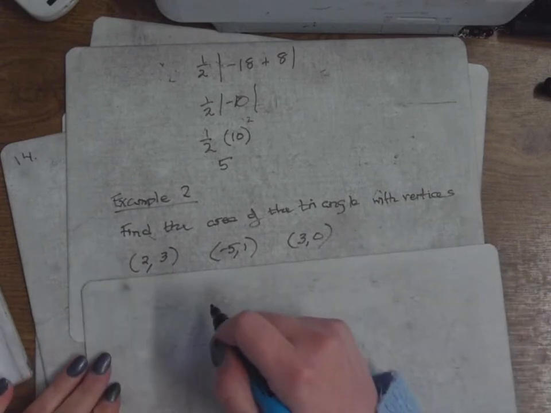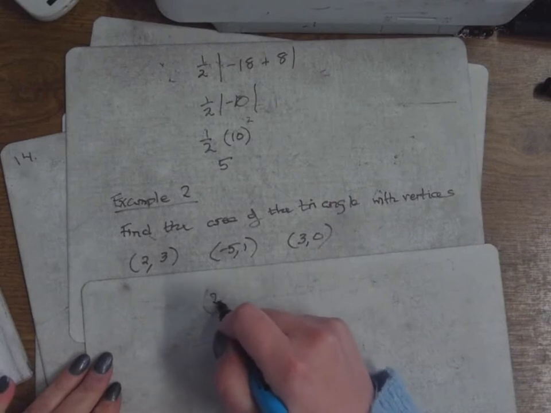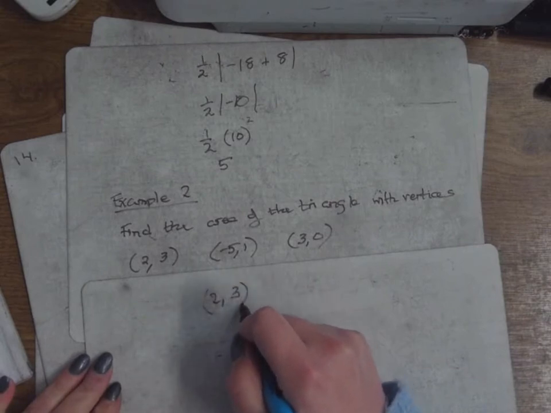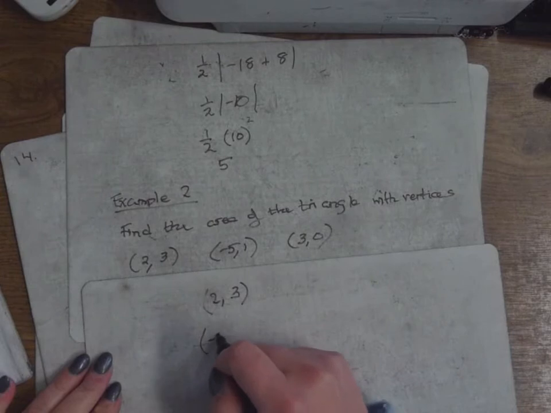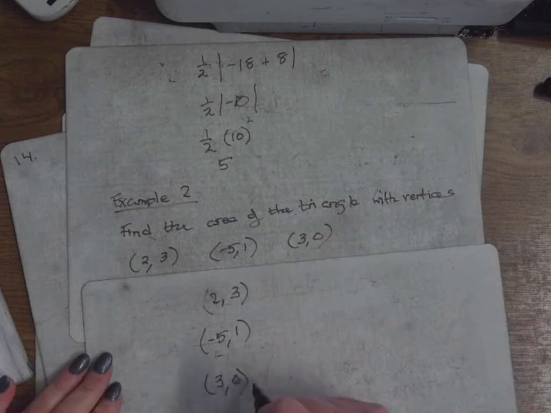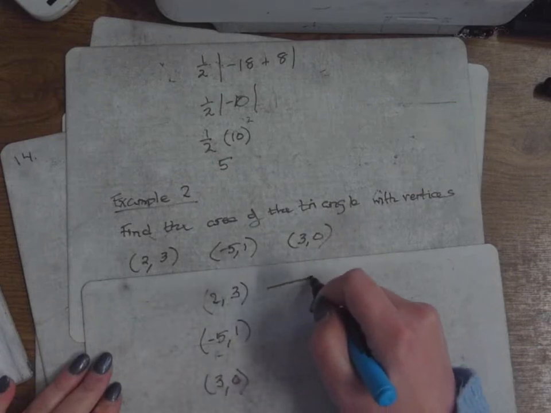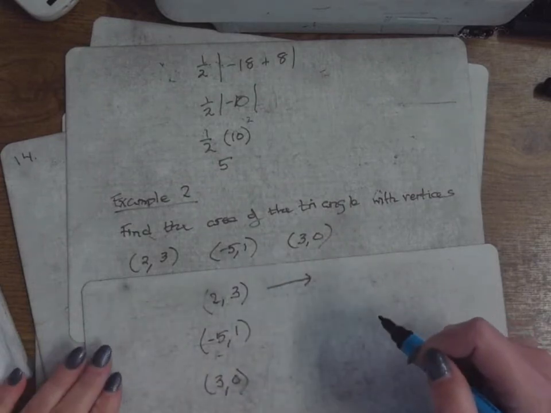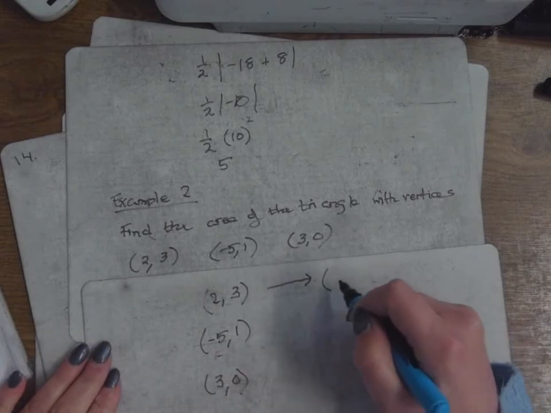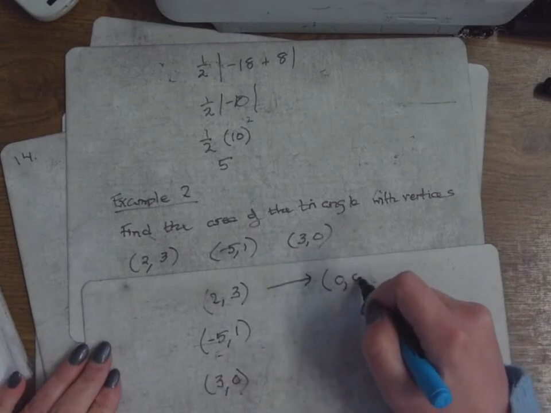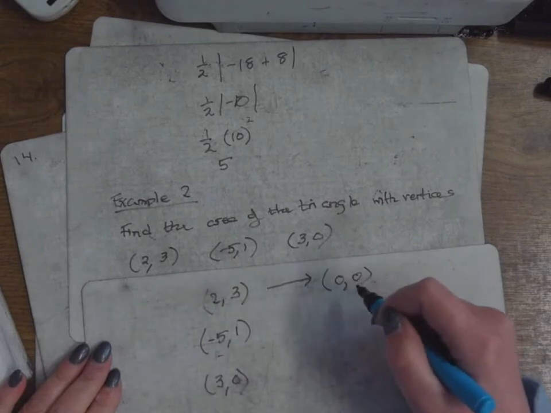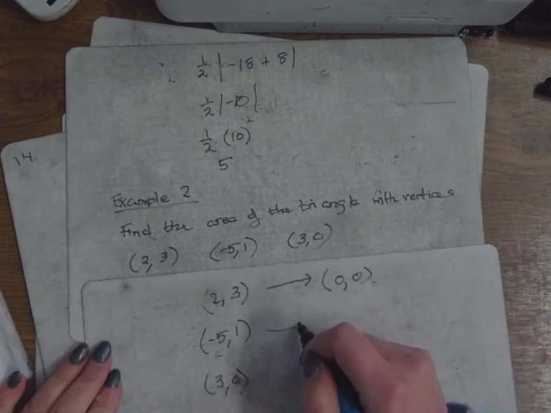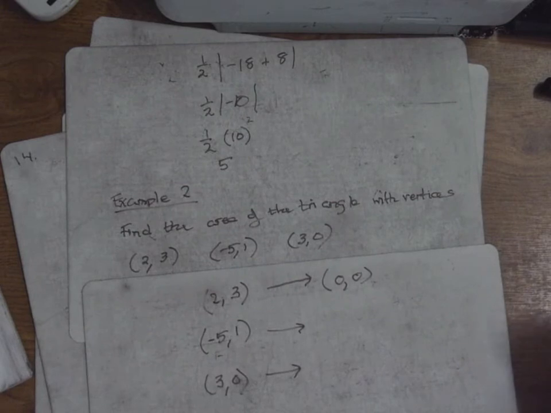Right, okay, so I will pick 2, 3 because it's first on the list. And then I'm going to write minus 5, 1 underneath it, and I'm going to write 3, 0 underneath this. So I'm going to do a translation. A translation is from Junior Cert, probably haven't heard the word since. You just pick it up and you move it. So I'm going to move 2, 3 to 0, 0, and I'm going to move all the other points in the same direction by the same amount.